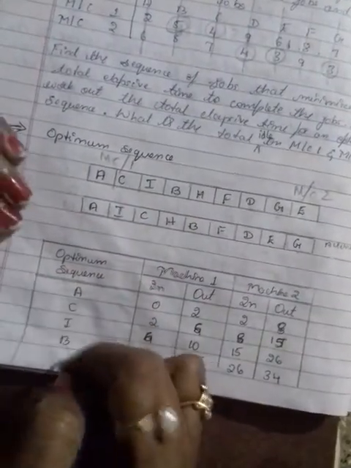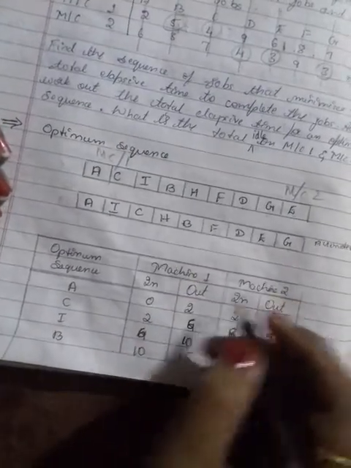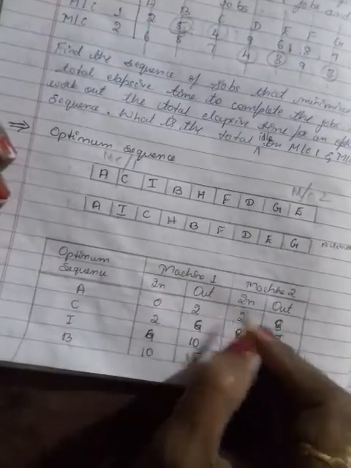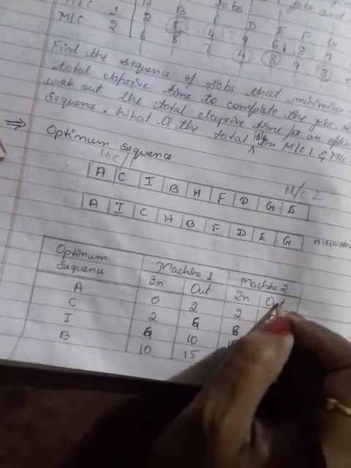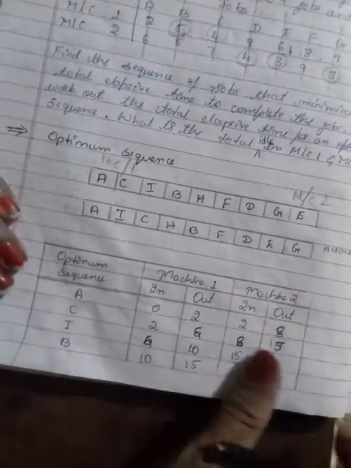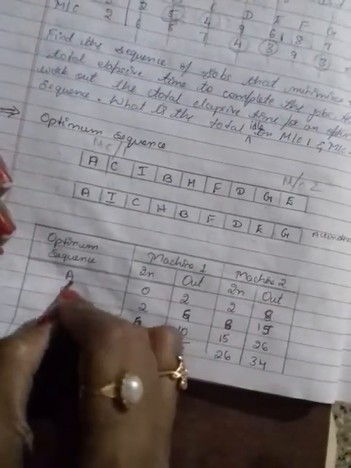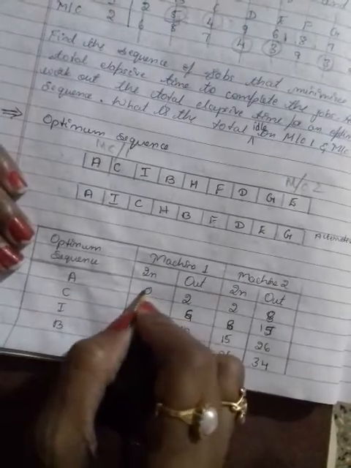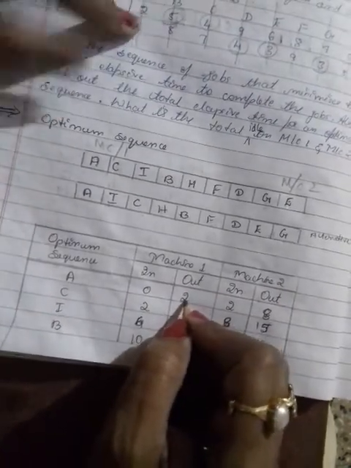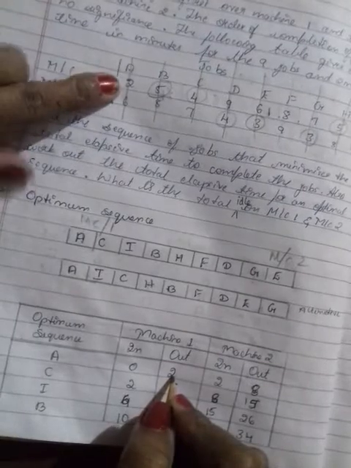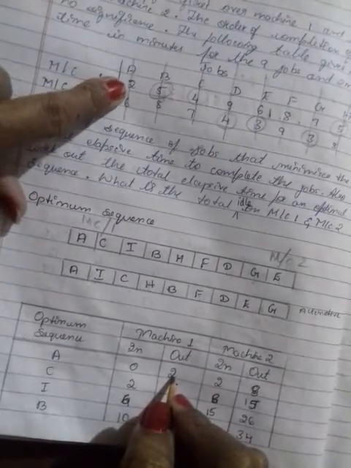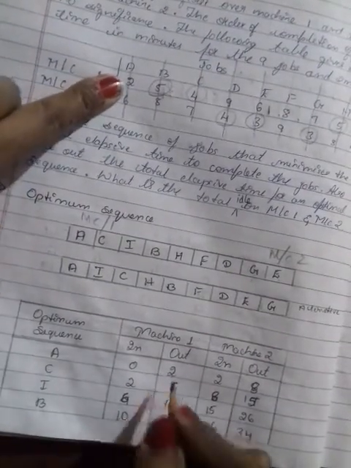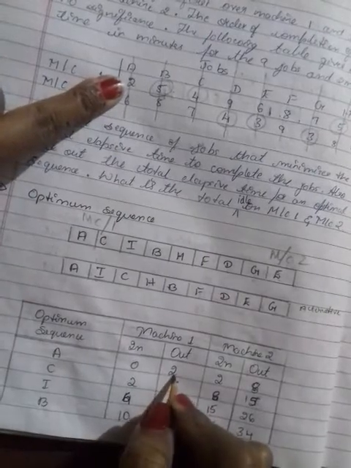So you have to write it in 3 columns. One is your optimum sequence, another one is mission 1, mission 2. Mission 1 has in time, out time, and mission 2 has in time, out time. This is the standard column. So for the first, in time is 0. How long does it take to complete the first job? See the question. For A, mission 1 takes 2 minutes. So out time is 2 minutes.